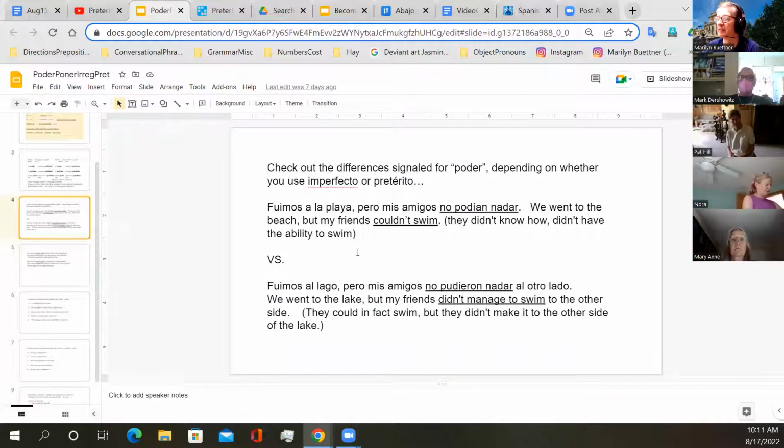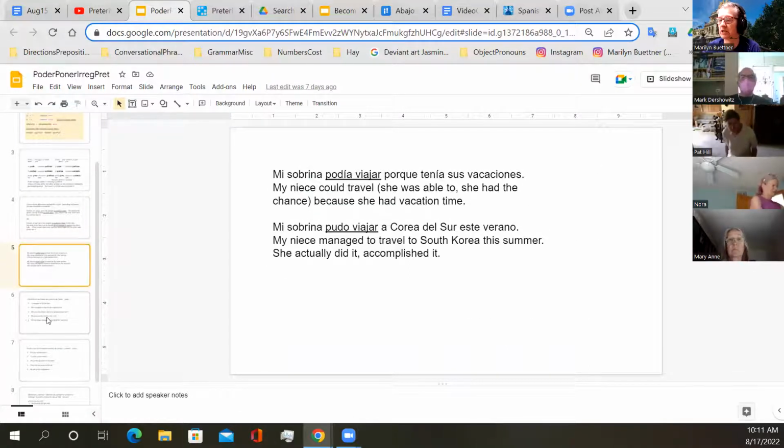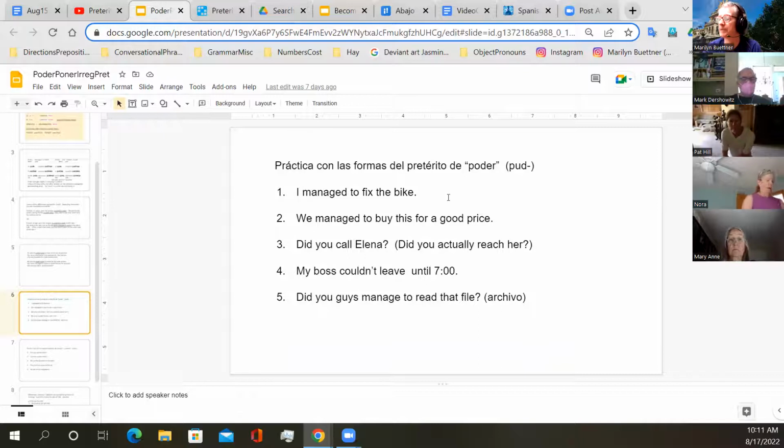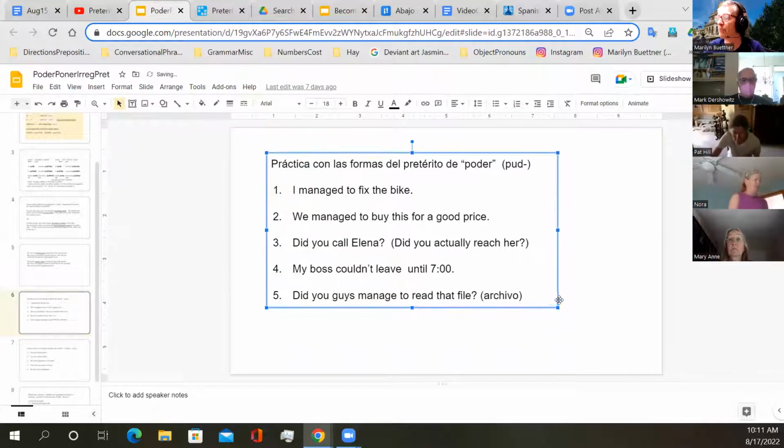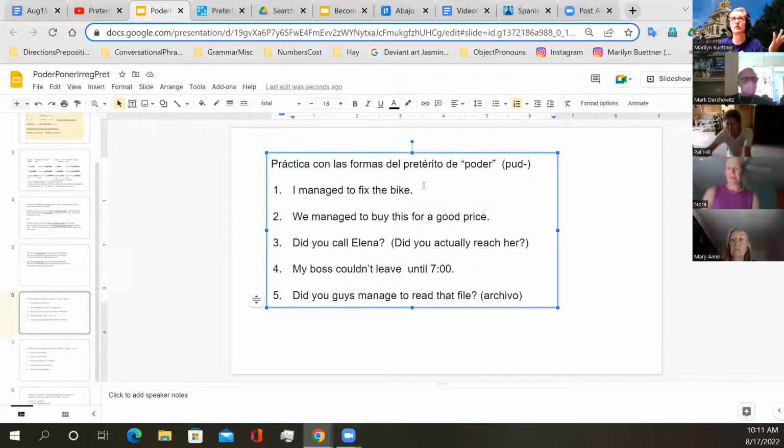So we've got these examples, see? And we went through those examples last week. So, okay, here's what we're going to work on today to see if we can express these ideas. These are all practice using specifically. You don't need to decide, do I use imperfect or do I use preterit? We are practicing that irregular preterit. I managed to fix the bike. ¿Cómo se dice? How would we say that?